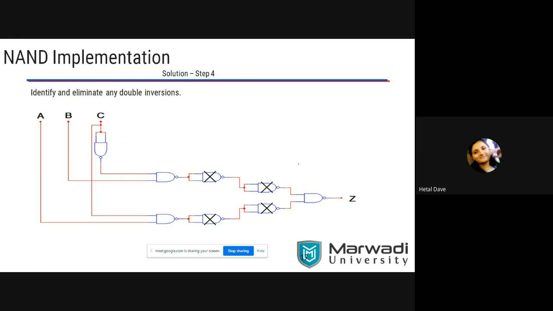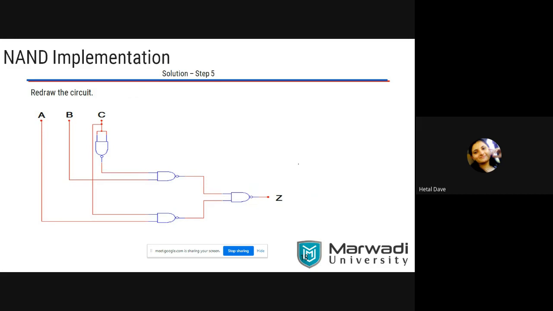First step, draw the AOI circuit. Second step, replace AOI with its equivalent NAND gate. Now observe the circuit. If, sequence-wise, two inverters are there in the redrawn circuit, cancel them. So here they are cancelled. And again, the remaining gates should be drawn. So this is the final answer.